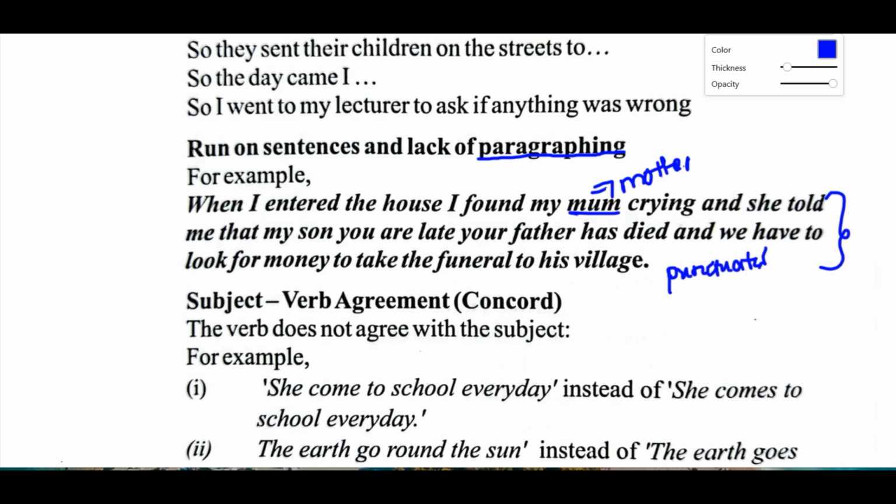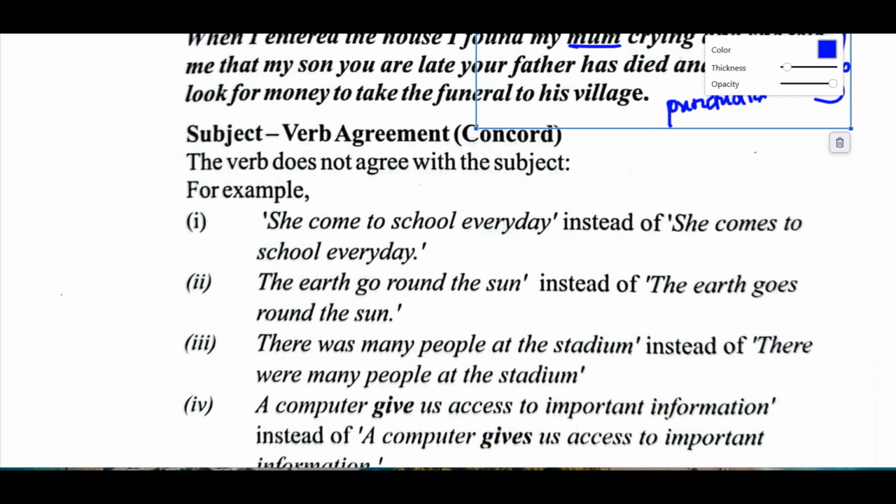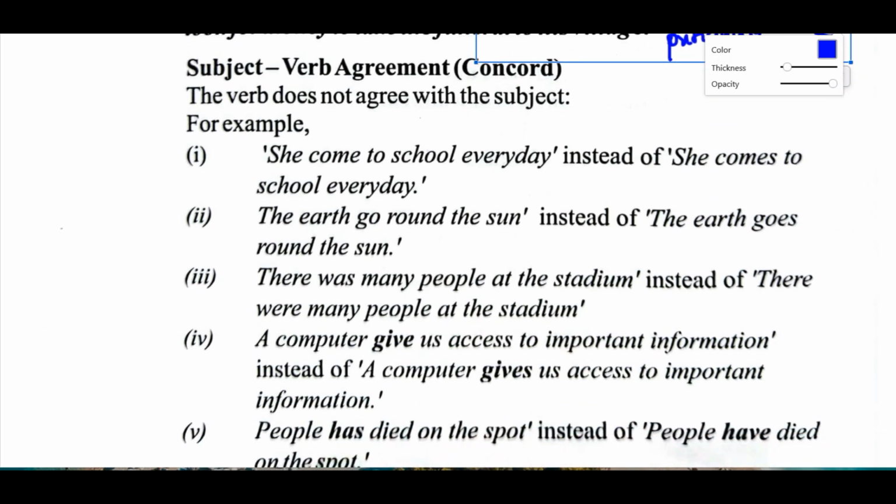Then we move on to subject-verb agreement. So when you're writing a sentence, you need to ask yourself, is this verb or are these verbs agreeing? Are they able to connect? For example, "She comes to school every day." This is a habit. So what do you need to use? You need to use "comes." We are supposed to say "she comes to school every day."